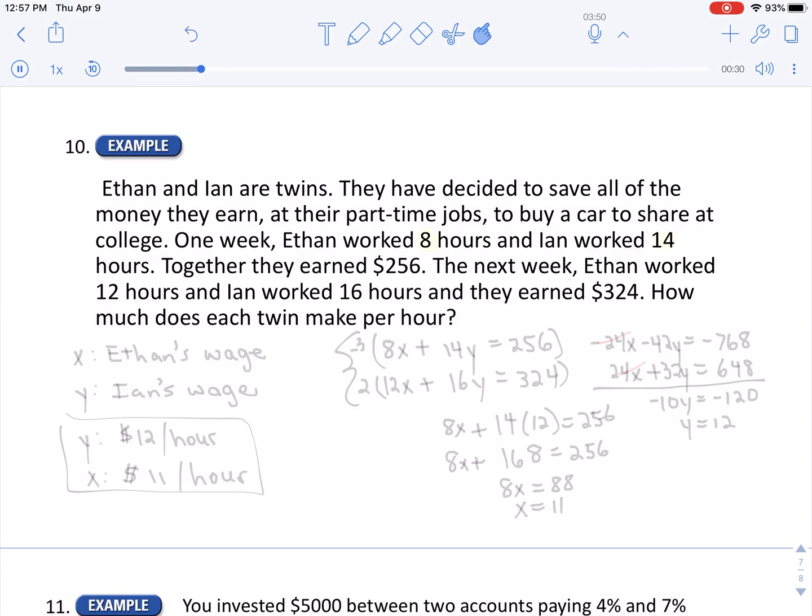So the most important first step to this problem is to define your variables. So let's let X represent Ethan's hourly rate, and let's let Y represent Ian's hourly wage.